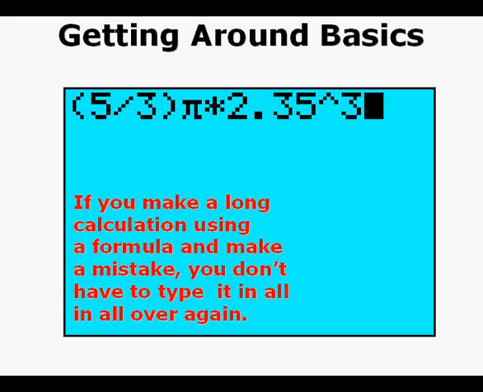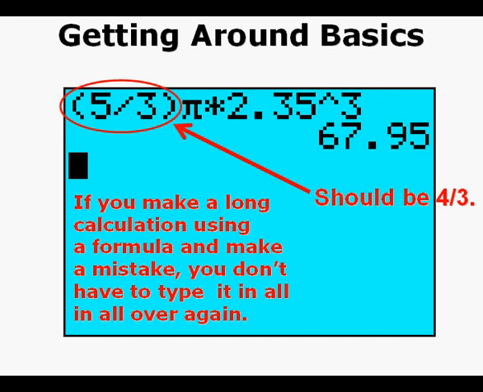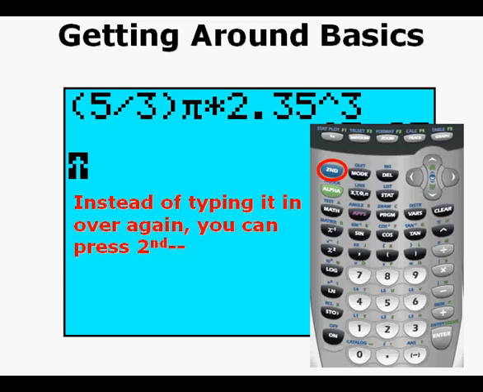The calculator has another great feature. If you enter a long expression like this one for the volume of a sphere, you don't have to type it in all over again if you make a mistake. As soon as I pressed enter and got 67.95, I noticed that I entered 5/3, but the formula for the volume of a sphere is 4/3 pi r cubed. Do we have to re-enter the whole formula?